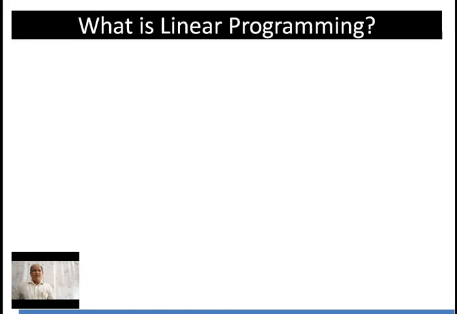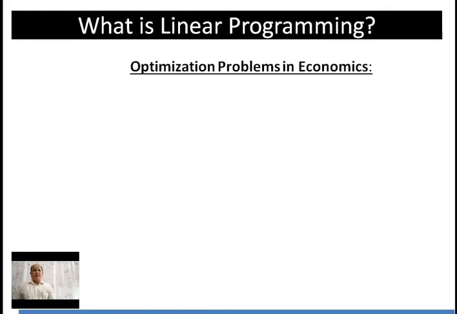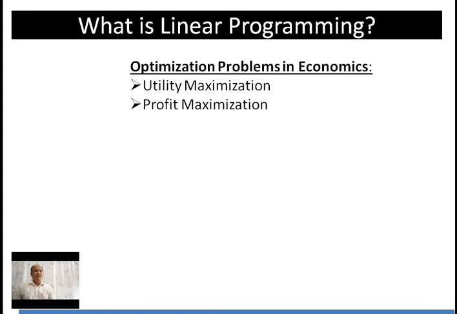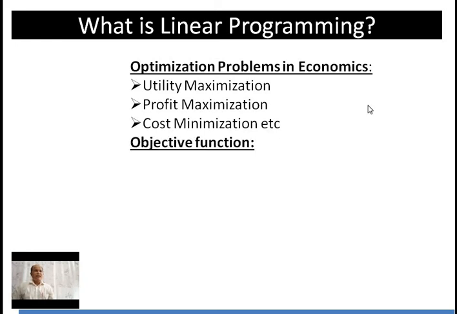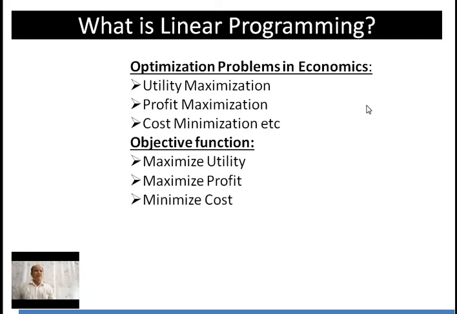In economics, we deal with lots of optimization problems like utility maximization, profit maximization, cost minimization. For utility maximization, the consumer has to maximize utility. For the problem of profit maximization, the producer has to maximize profit. Similarly, for cost minimization problem, he has to minimize cost. So these are the objective functions.